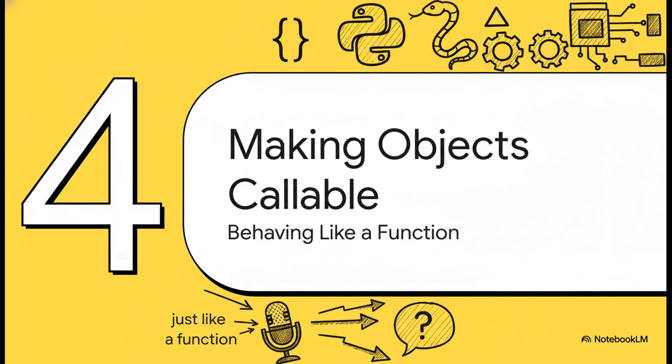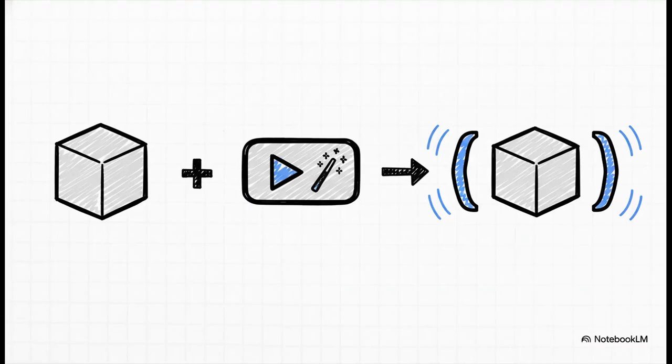But there is one more superpower that is incredibly useful and frankly a little surprising, making your object callable, just like a function. Yeah, you heard that right. By implementing the __call__ method, you can literally put parentheses after an instance of your object and execute code. All of a sudden, your object isn't just a container for data anymore, it's an action just waiting to happen.